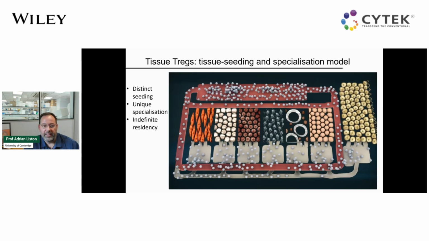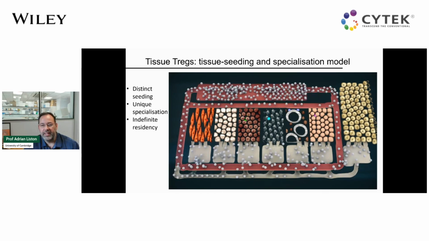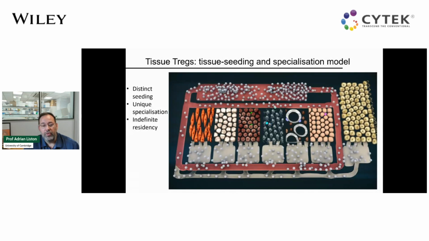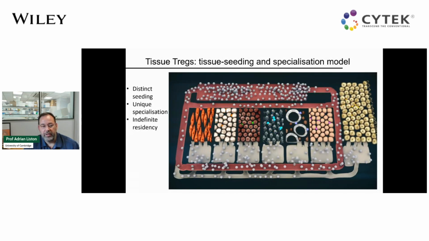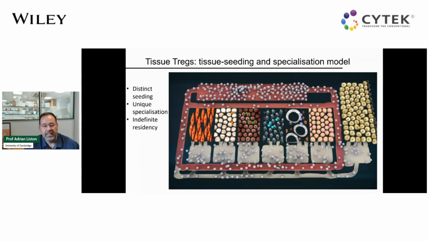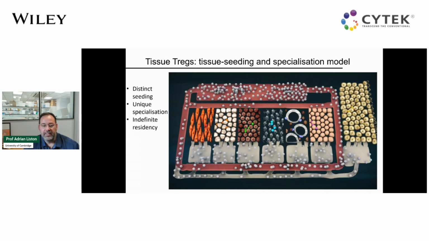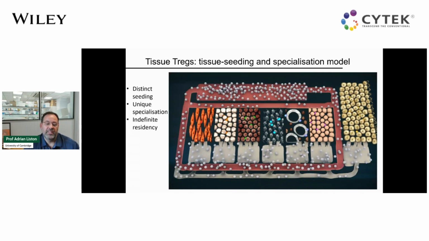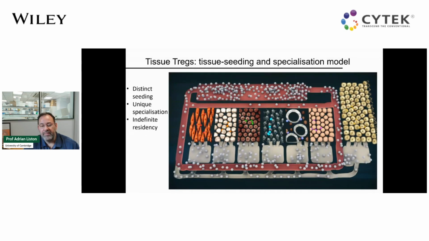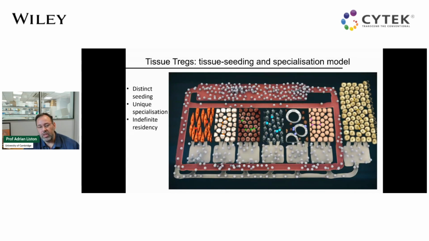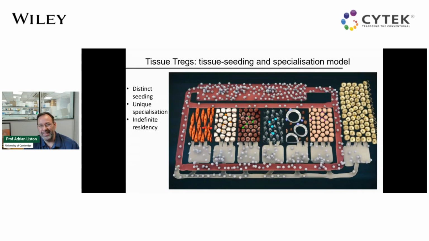Now, when we started working in this area, the model of the tissue Tregs was based on the tissue seeding and specialization model that people might know from tissue macrophages. And under this model, regulatory T cells are going from the periphery that have a distinct seeding event into multiple different tissues, and in those tissues they specialize, such that the Treg you see in the liver will be different from the Treg you see in the lung, and so forth. And then upon specialization, they have an indefinite residency. And so you have this long-term population that lives inside organs. So this is what I'll call the tissue seeding and specialization model.